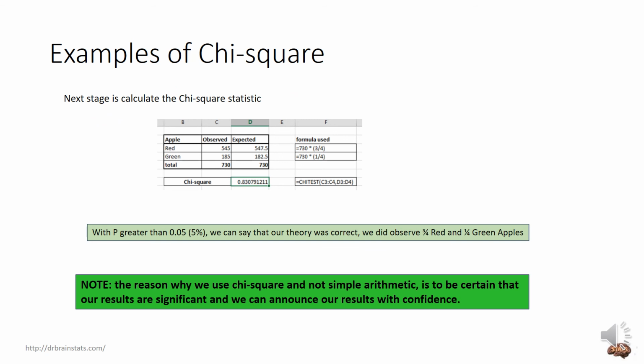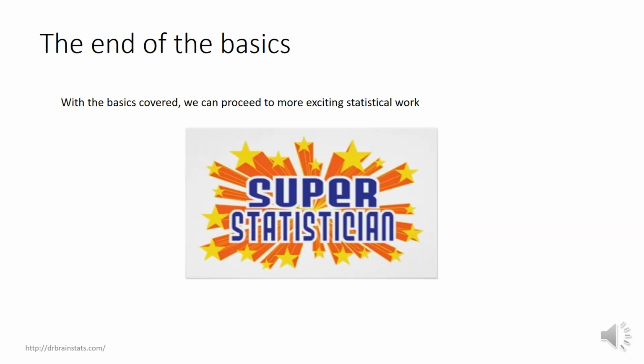Next stage is to calculate the chi-square statistic. As we see from here, it's just a simple chi-test, C3:C4, comma D3:D4. Very simple Excel command. And with p greater than 0.05, we can say that our theory was correct. We did observe 3/4 red and 1/4 green apples. And the reason why I use chi-square, not simple arithmetic, is to be certain that our results are significant and we can announce our results with confidence. That's the basics. We can now proceed to more exciting statistical work that follows.